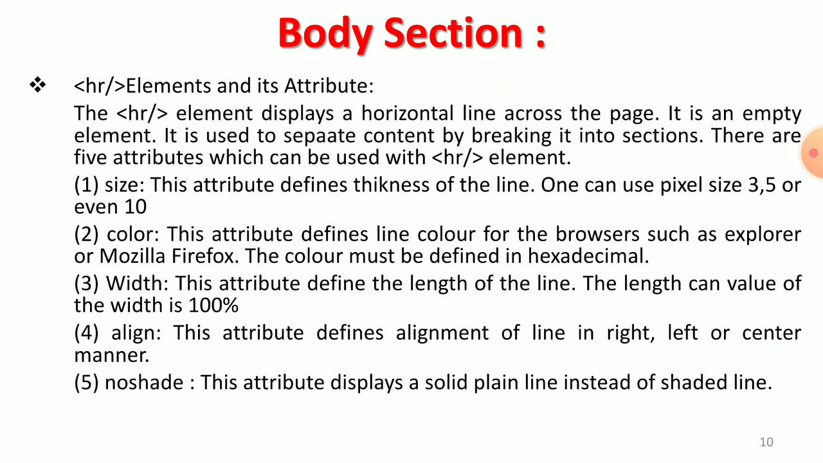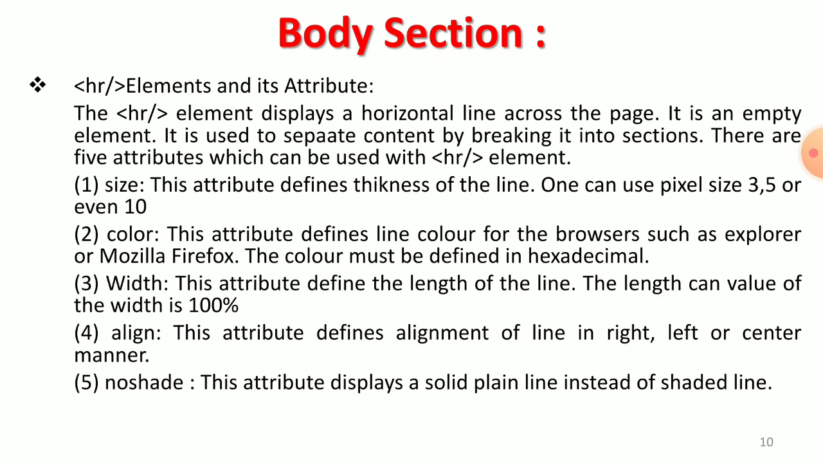First is size. This attribute defines the thickness of the line. One can use pixel size 3, 5, or even 10. That is the size of hr. Second is color, hr color, and this attribute defines line color for browsers such as Explorer or Mozilla Firefox. The line color must be defined in hexadecimal code. That means 6 digits.